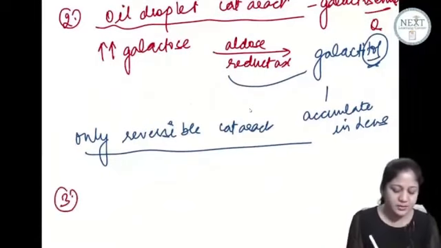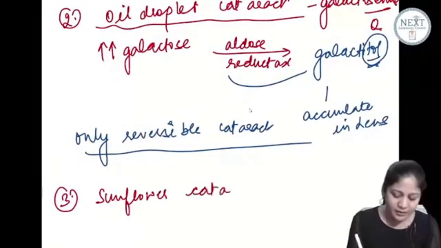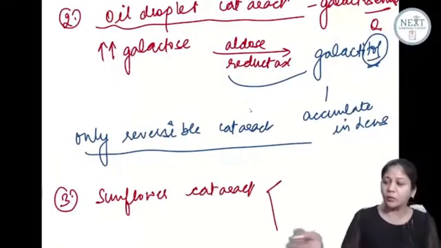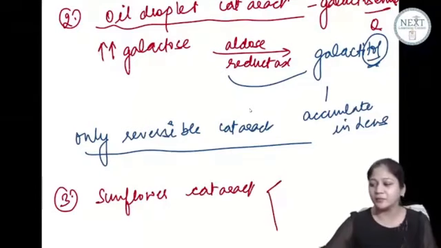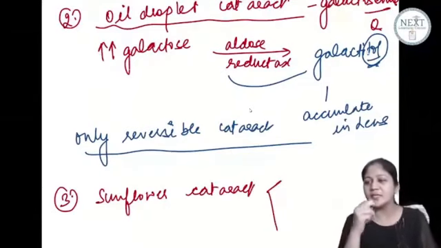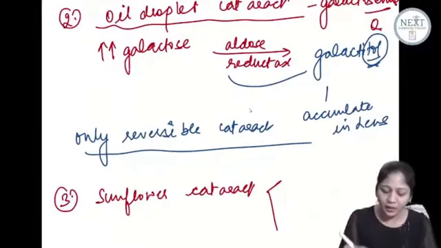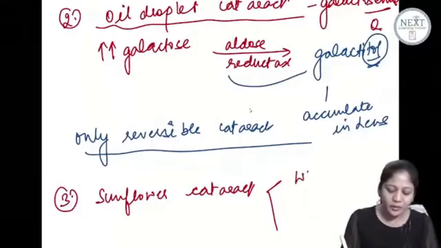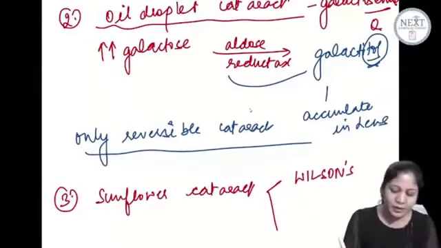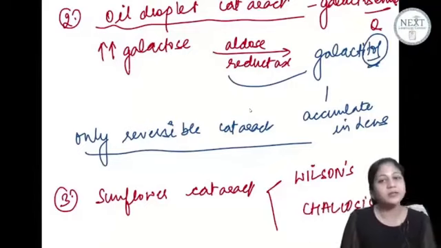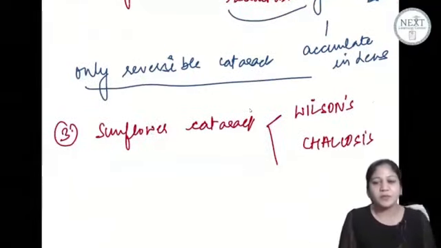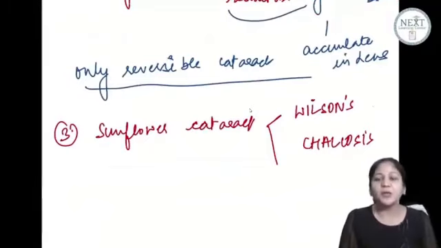Next is your sunflower cataract. Very very important guys. Sunflower cataract किसमें मिलता है ये सबको पता होगा. Where do you see sunflower cataract? Anyone? So it is not only in Wilson's disease, but it is also in chalcosis. ये chalcosis क्या होता है? What is chalcosis? It is systemic accumulation of copper in the body. ठीक है? आपकी बॉडी में कॉपर एक्यूमुलेट हो रहा है.